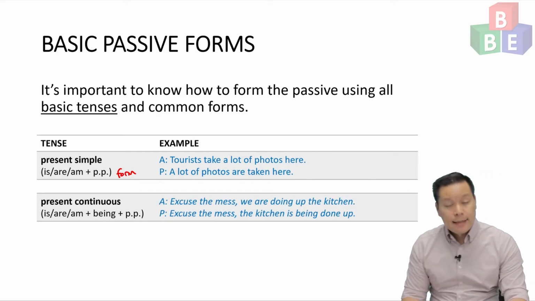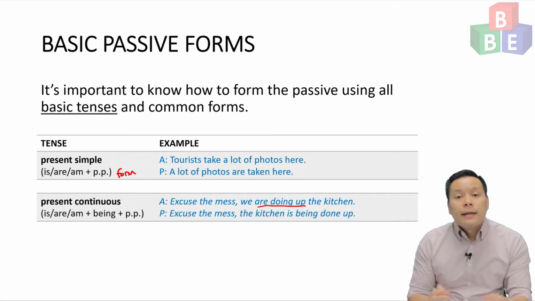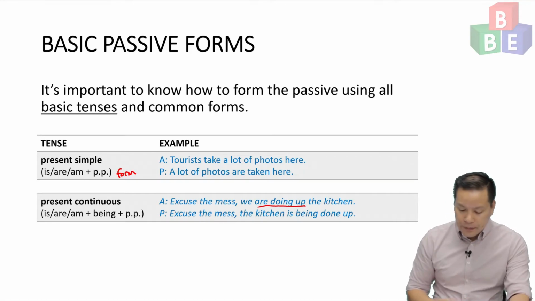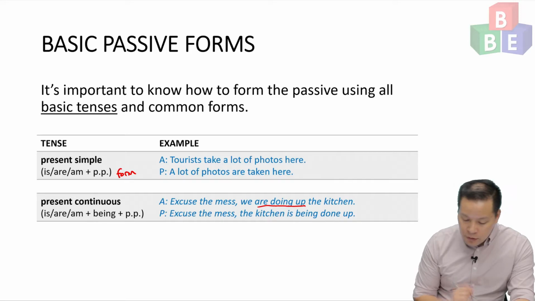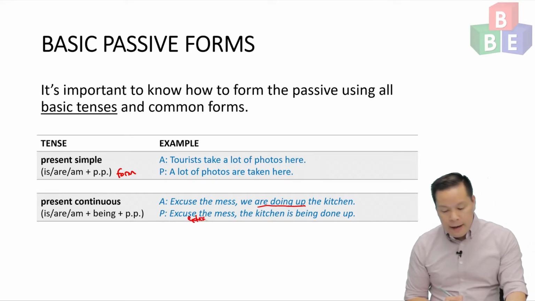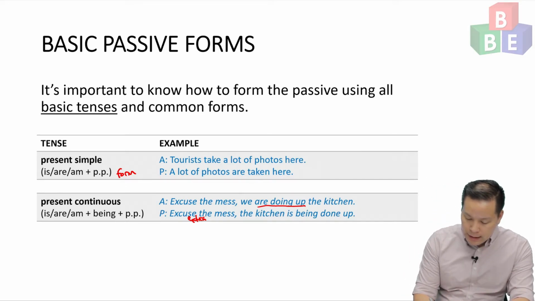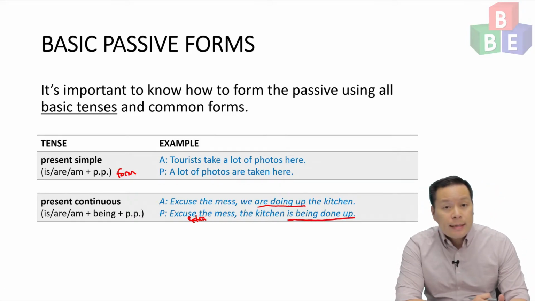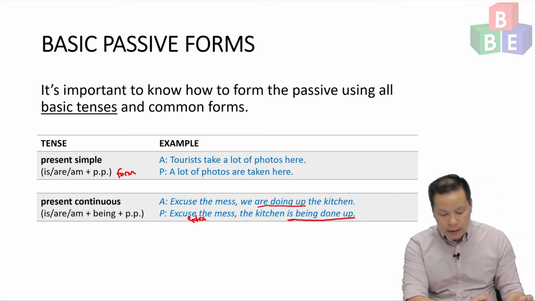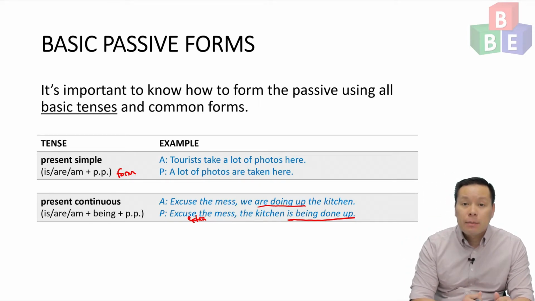Next, we have present continuous. Excuse the mess. We are doing up the kitchen. This is another word for renovating. In the passive: the kitchen is being done up. "Excuse the mess" is extra information, it's not important. Here the rule is is, are, or am plus being plus past participle.